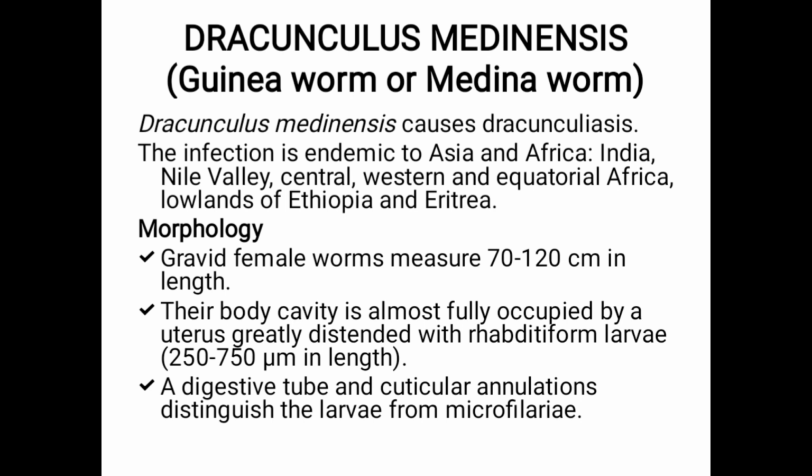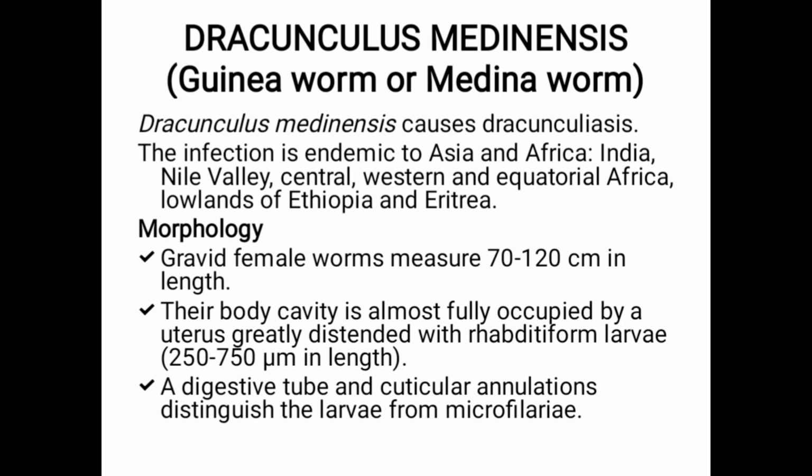Today I want to take you through the parasite known as Dracunculus medinensis, or guinea worm or Medina worm. Dracunculus medinensis causes dracunculiasis. The infection is endemic to Asia and Africa: India, the Nile Valley, Central, Western and Equatorial Africa, and the lowlands of Ethiopia and Eritrea. Ethiopia is one of the most affected countries, and I have an interest in this area.